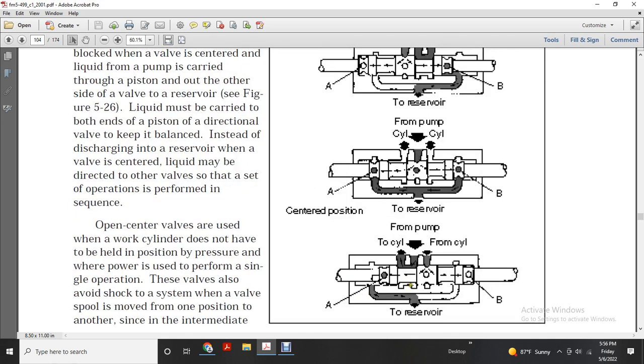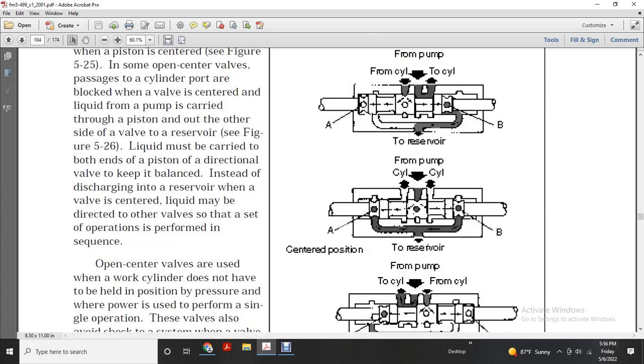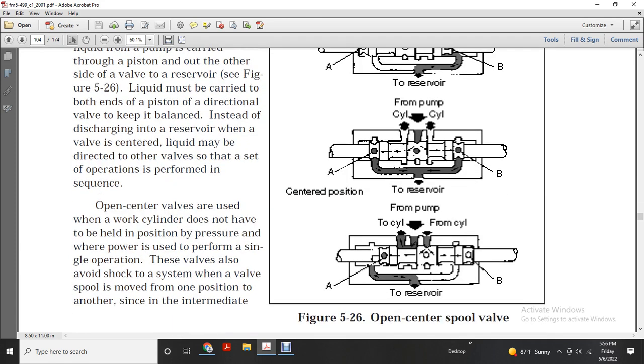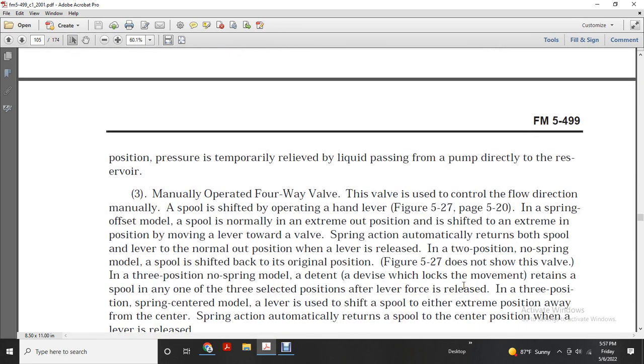Figure 526 shows the open spool valve from the pump to cylinder. From pump cylinder to cylinder to reservoir. From cylinder to cylinder. Position pressure for the temporary relief of liquid passing from the pump directly from the reservoir.